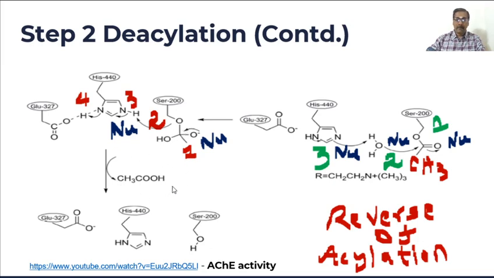Now remember, we are speaking of the substrate as acetylcholine. Acetylcholine is the substrate. So already choline is generated as alcohol. Left out is acetate, that is also generated over here, and the rest of the catalytic site amino acids will be regenerated as such. Now it is ready for the next cycle. Now a second acetylcholine can interact, again acylation, deacylation, right?